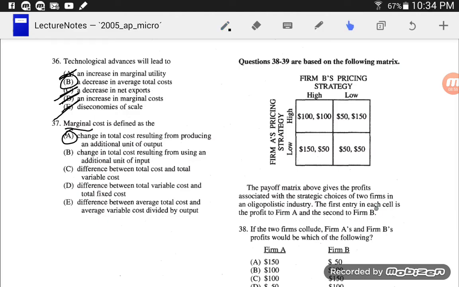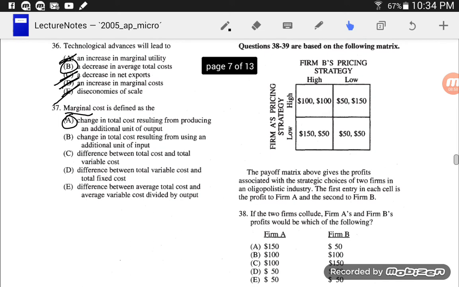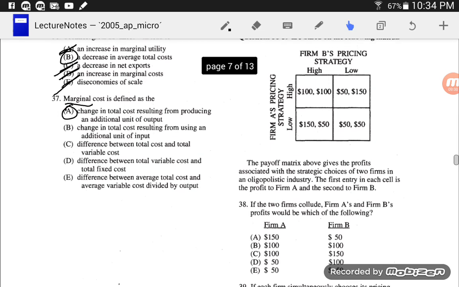Ooh, 38 and 39 are based on the following payoff matrix. Sweet. This sounds like Prisoner's Dilemma stuff. The payoff matrix above gives the profits associated with the strategic choices of two firms in an oligopolistic, that's a mouthful, industry. The first entry in each cell is the profit to firm A and the second to firm B. So, firm A, firm B, got it.